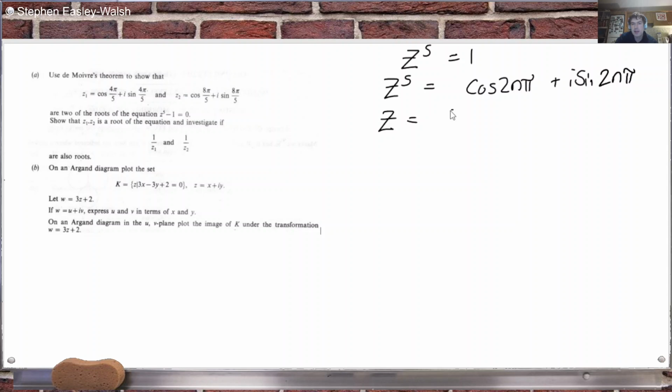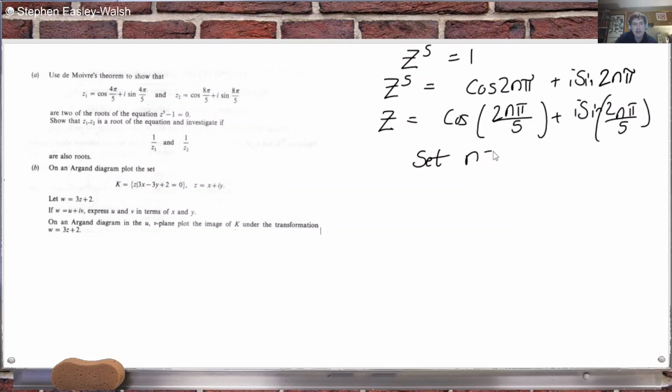So using de Moivre's theorem, you just divide by 5, so you get cos 2nπ over 5 plus i sin 2nπ over 5. And then you just have to set n to equal 2, or 4. And that ends the proof. We showed that these are both roots, because that's when n is 2 and that one is when n is 4.